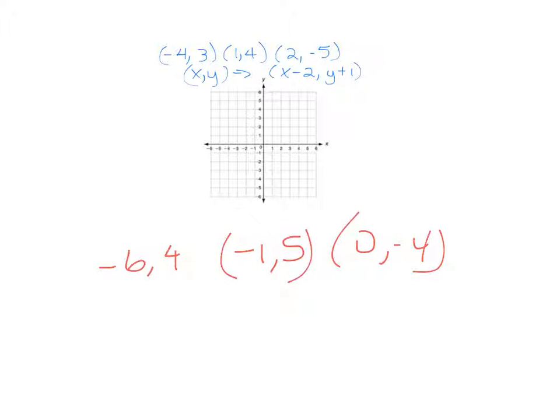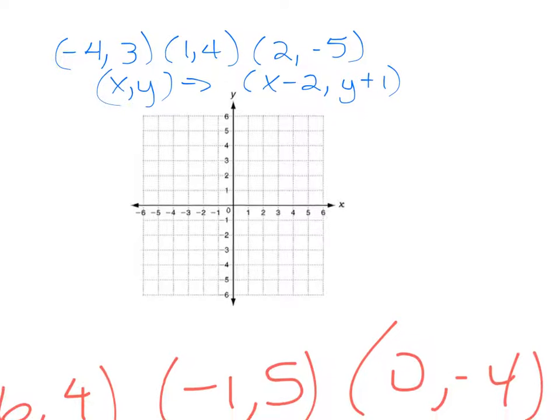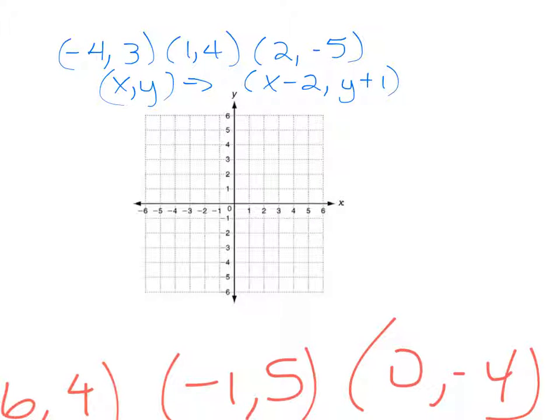Okay, I'm going to graph one in blue and one in red. So the original one, I'll graph in blue. So -4, 3. Put a dot right here. And then 1 and 4. And -2, 2 and -5. Connect the dots, form your triangle.